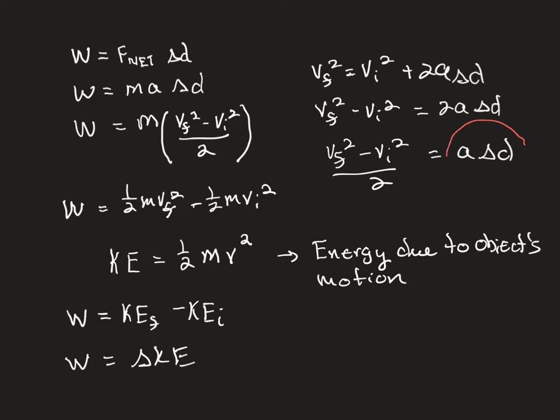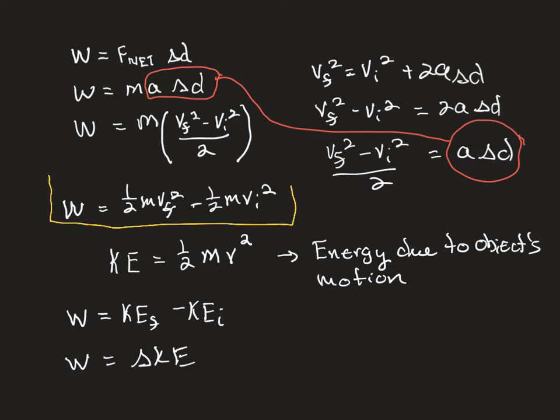And you'll notice that we have acceleration times displacement here, and we have acceleration times displacement up here. So what I have done is replace this acceleration times displacement with the relationship that equals this acceleration times displacement, because they're the same thing. So you'll notice here we have final velocity squared minus initial velocity squared divided by 2, and I subbed in up here final velocity squared minus initial velocity squared divided by 2. And in the next line, I've simply distributed the mass and the 2 to both the final velocity squared minus the initial velocity squared. And this is what we call the work energy theorem.